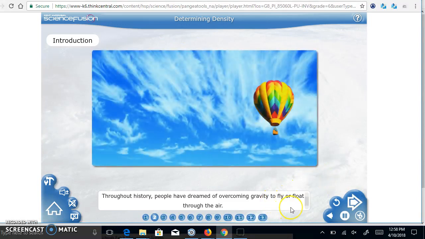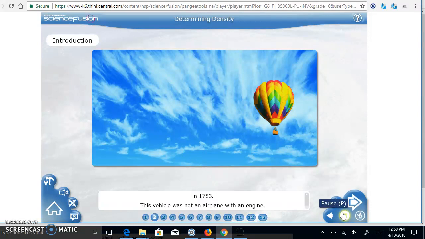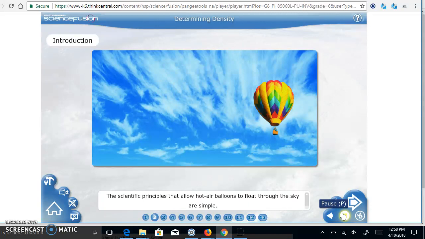Throughout history, people have dreamed of overcoming gravity to fly or float through the air. The first recorded manned takeoff of an airborne vehicle happened in France in 1783. This vehicle was not an airplane with an engine. It was a hot air balloon.